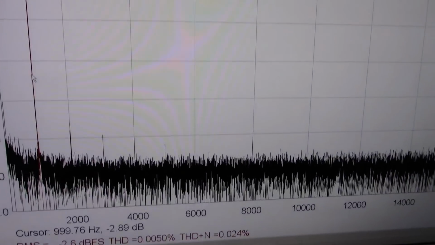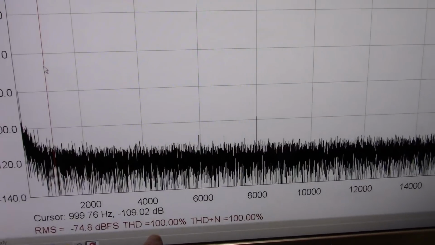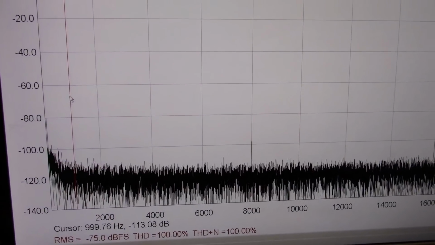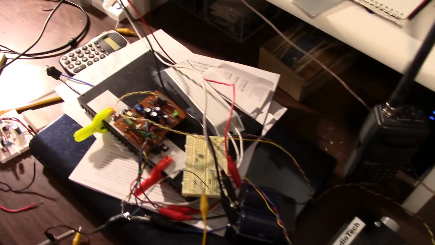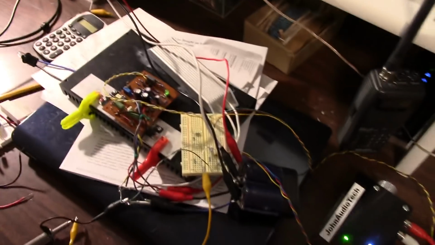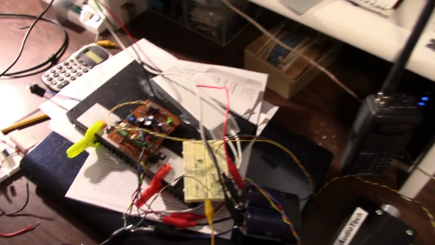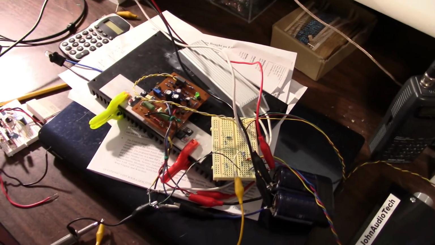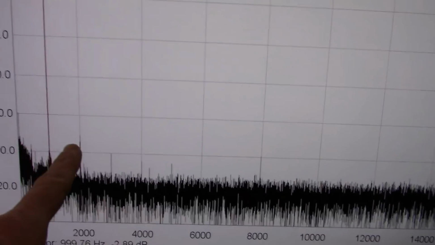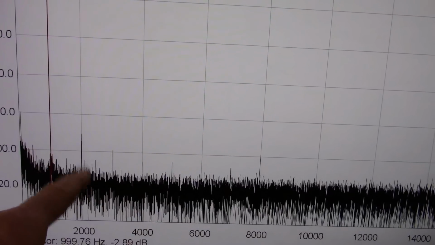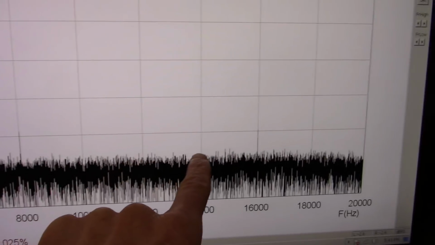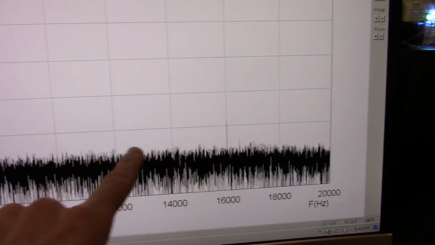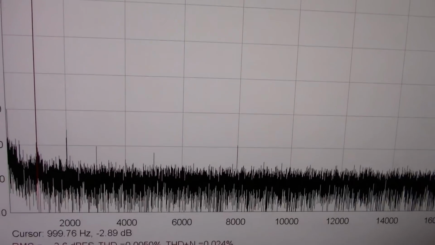Why did it do that? My signal just quit. But we were getting pretty good: 0.005% total harmonic distortion at low power. So that's good. That means crossover distortion is not really a big issue. Hang on, let me get the signal restarted. So the dominating harmonic is the second harmonic. Then it diminishes. There's a little blip out here. So yeah, that's looking really nice.